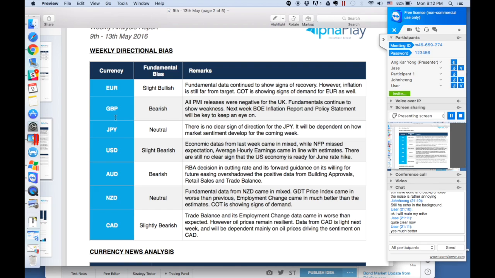But for pound, we are bearish, because last week, if you are aware, all the PMIs, including manufacturing, construction, as well as services PMI, were negative for the UK. So the fundamentals continue to show weakness. This coming week, on Tuesday, which is tomorrow, we have a BOE inflation report. That will be an important one to keep an eye on, to see what they're going to say.